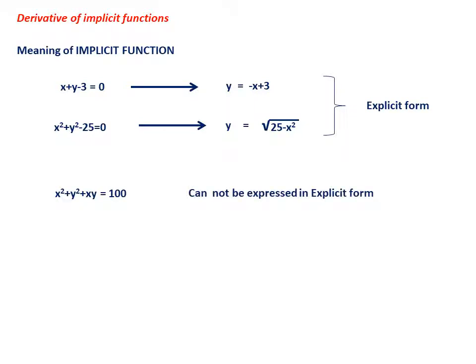This you cannot separate. That is, y cannot be expressed in terms of x alone. So there are two types of functions. In some functions, the variable y can be expressed in terms of x alone, but there are some functions where it is not possible. So this type of functions are called implicit functions. So this is the meaning of implicit function.